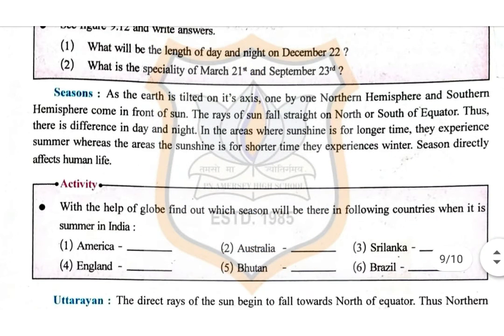Now the next topic is season. As the Earth is tilted on its axis, one by one the northern hemisphere and southern hemisphere come in front of the sun. The rays of the sun fall straight on north or south of the equator. Thus, there is a difference in day and night. In the area where sunshine is for a longer time, they experience summer, whereas in the area where sunshine is for a shorter time, they experience winter. Season directly affects human life.